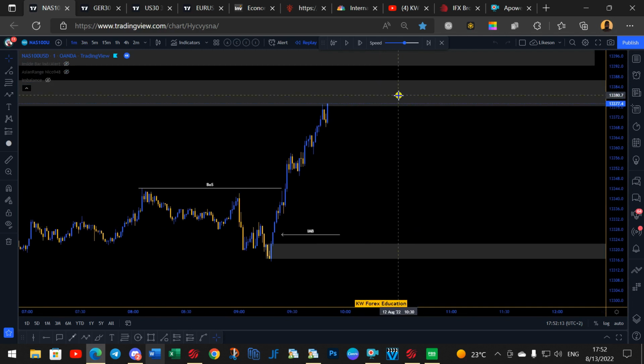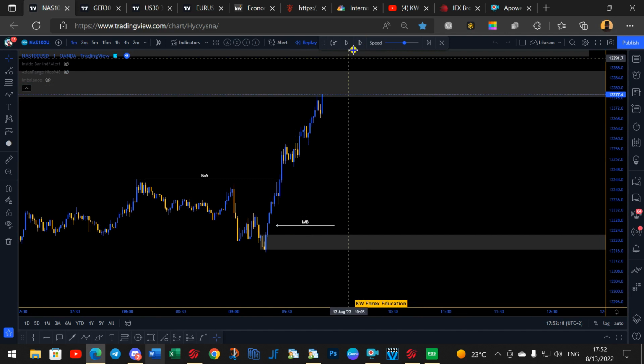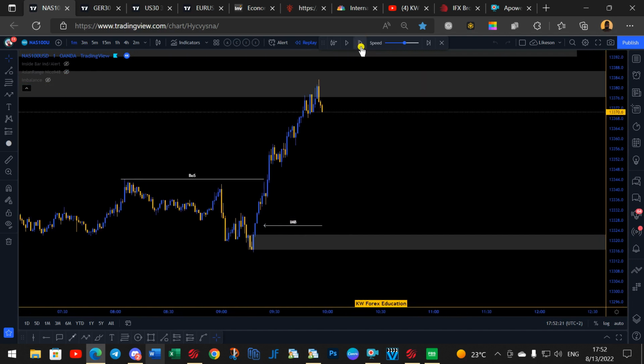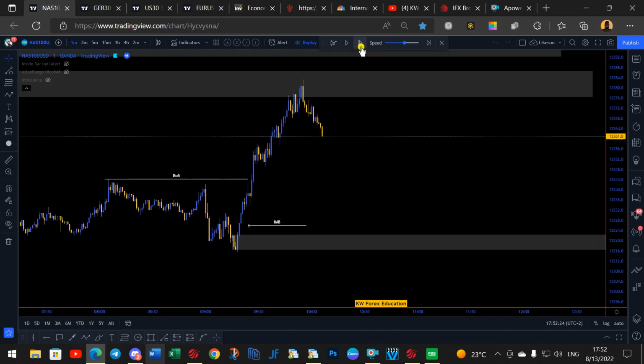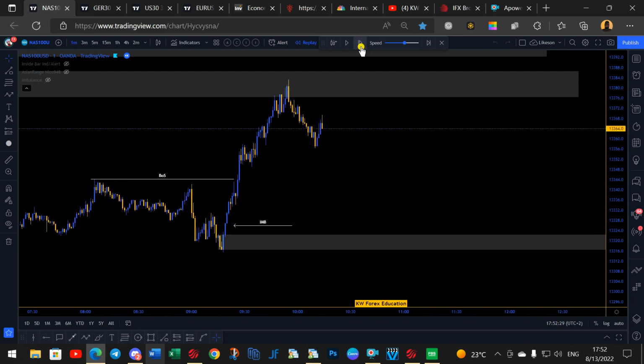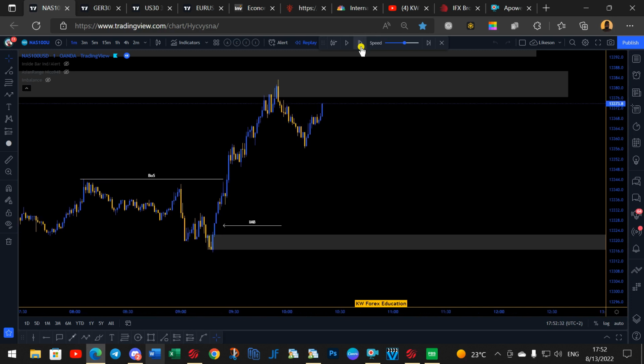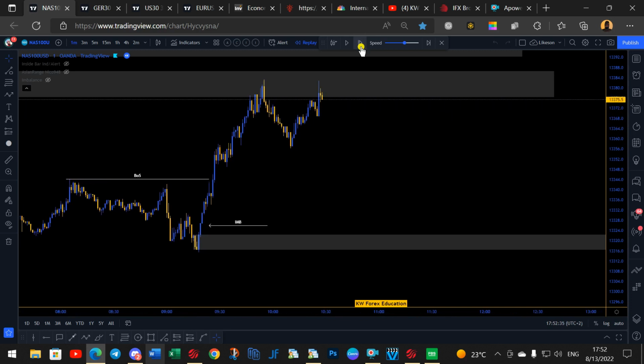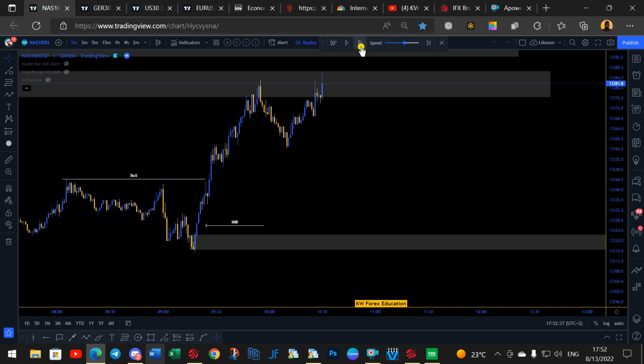We look for a change of character, right? So this is the mitigation that we had. We've got that imbalance waiting for us down here. So let's wait for a change of character. Price is just running down. We didn't get a change of character, so we just keep observing. Around that point, you can see again our high was taken out, right? So we can see our high was taken out around that area. We got a break of structure on 1 minute time frame.